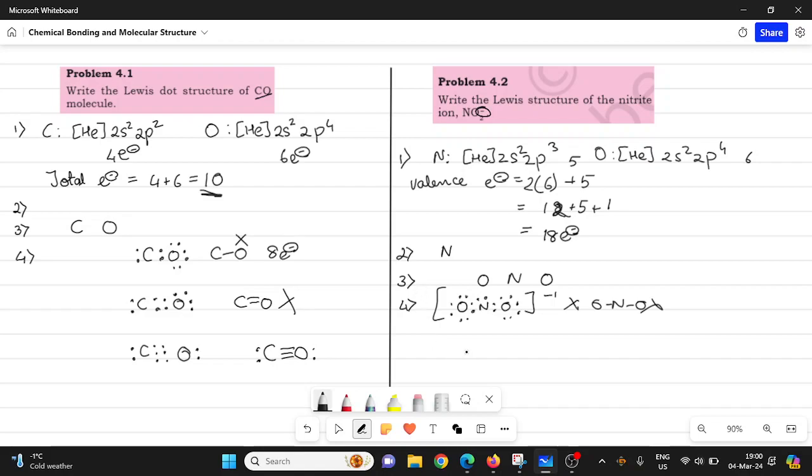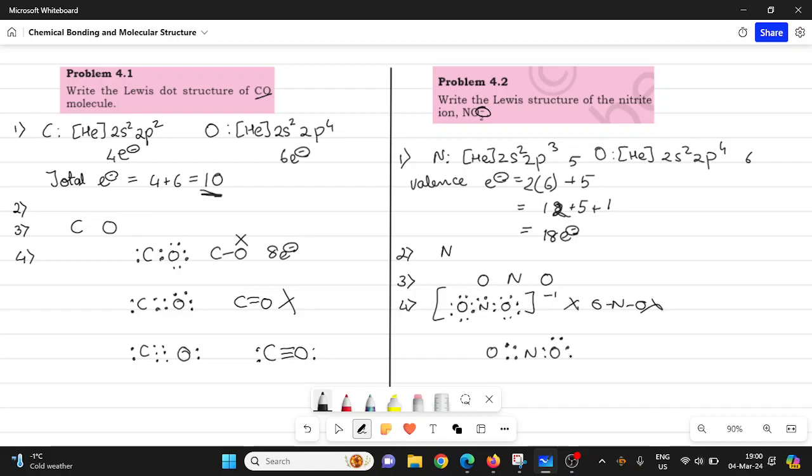The next thing we're going to do is try 2 bonds. But instead of trying 2 bonds for both the oxygens, we're going to start with trying it with only one of the oxygen atoms. So let's assume it's the oxygen on the left. Honestly, it could be either. So nitrogen, and let's assume it has a double bond with this oxygen. So we have 4 plus 2, which is equal to 6.